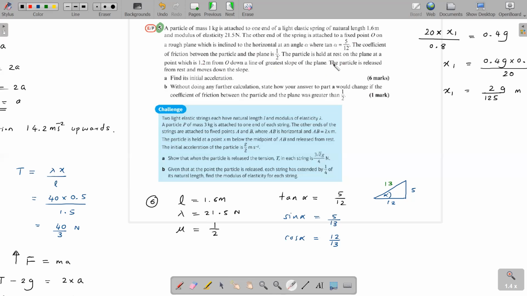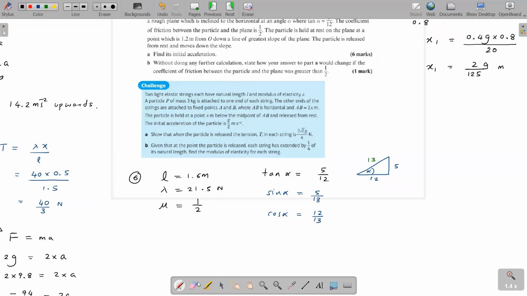The particle is held at rest on the plane at a distance of 1.2 meter. Then you can see the natural length itself is 1.6. So if you're holding it at 1.2, it means you're compressing the spring, from O down a line. So it's down along the plane, so let's draw this.